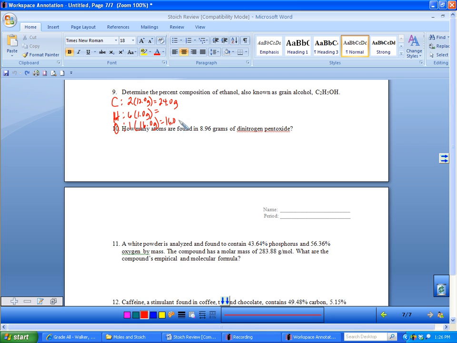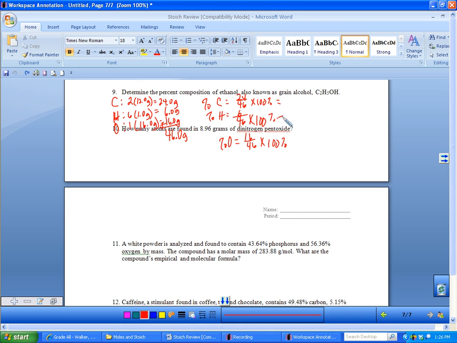I have 16. That makes up to 40, and then I have 6 more here, so it should be 46 for our total mass. Make sure I didn't mess that up. I added those to get the 46. So the percentage of carbon is going to be 24 out of 46 times 100%. The percentage of hydrogen is going to be 6 out of 46 times 100%. And the percentage of oxygen is 16 out of 46 times 100%.